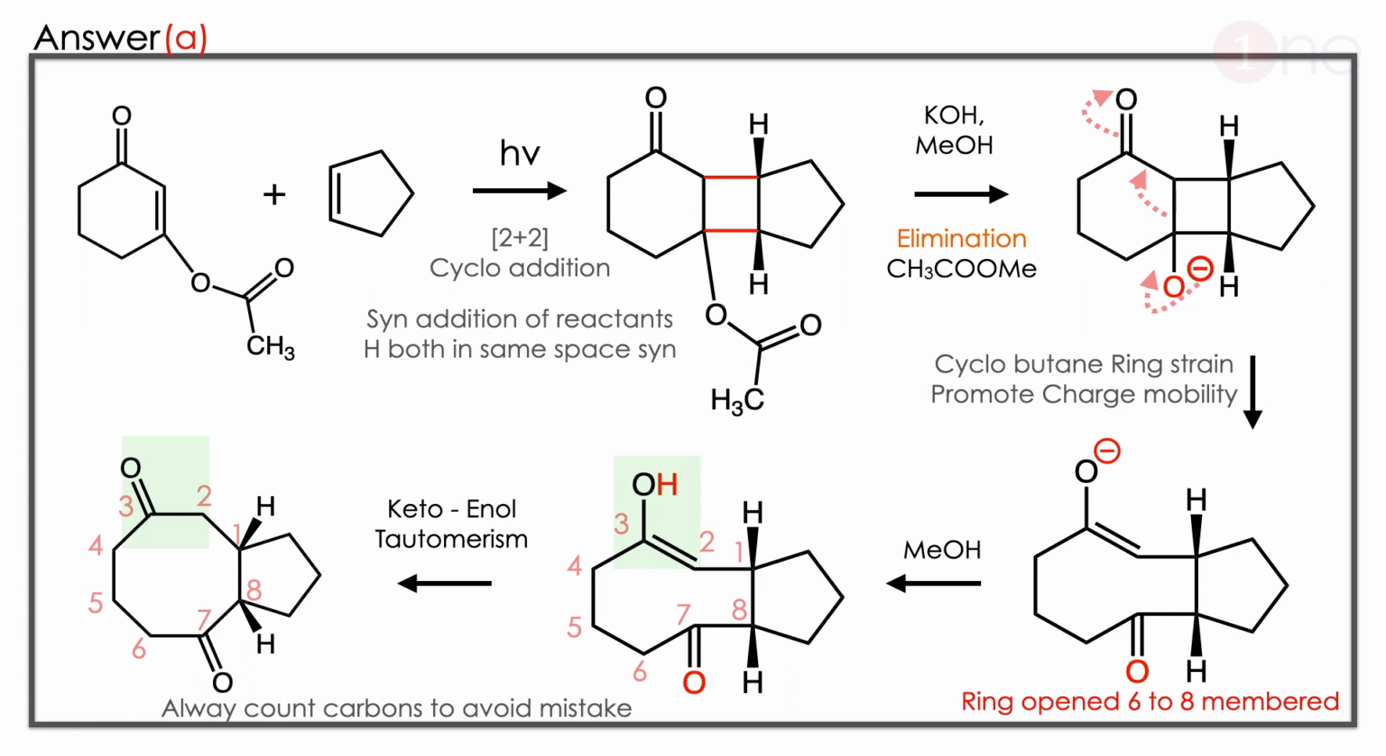The answer is A. Let us see how. The starting material is a conjugated ketone, where the acetate group is present, and there is an alkene in the other reactant, which is cyclopentene. So there is the possibility of a 2+2 cycloaddition. 2+2 cycloaddition is syn addition. So both hydrogens are above the plane. It's very clear that the addition is syn, and the hydrogens are above the plane.